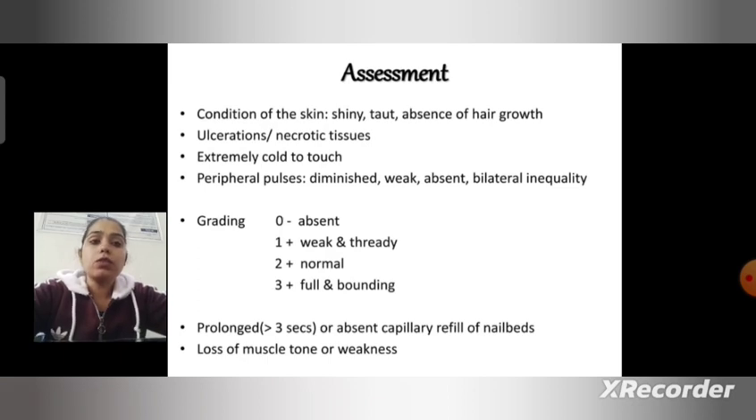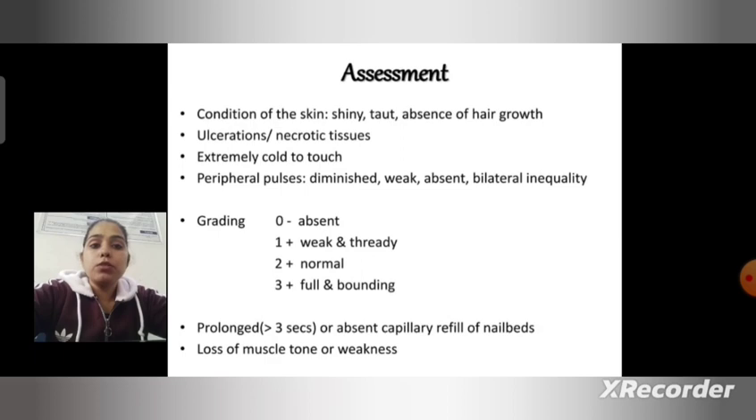Next is assessment of DVT. First, we check the condition of the skin. In case of DVT, the skin will be shiny, taut, with absence of hair growth, ulceration and necrotic tissues. And the DVT limb is extremely cold to touch. Peripheral pulses in case of DVT are diminished, weak, absent, or show bilateral inequality.